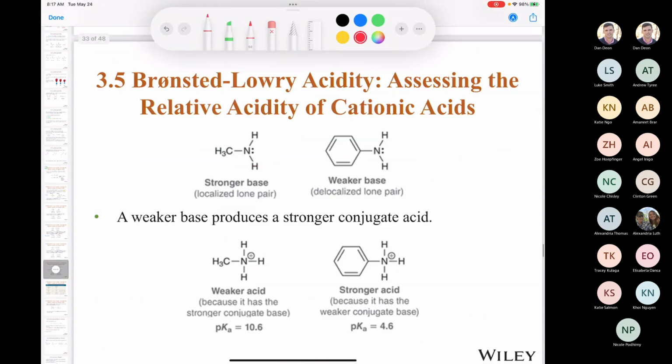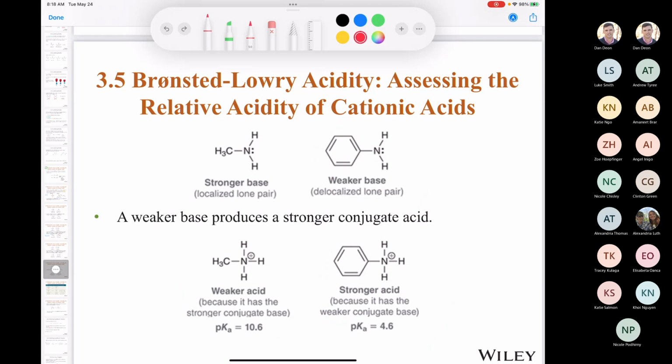Anyhow, we see that since the lone pair on the aryl amine is delocalized, it's going to be a weaker base because, again, a base is an electron donor. So if we have a weaker base, what does that mean? It means that its conjugate acid is going to be stronger. It's going to want to lose a proton more than the conjugate acid of the alkyl amine. And that's the rationale, nothing more than that.